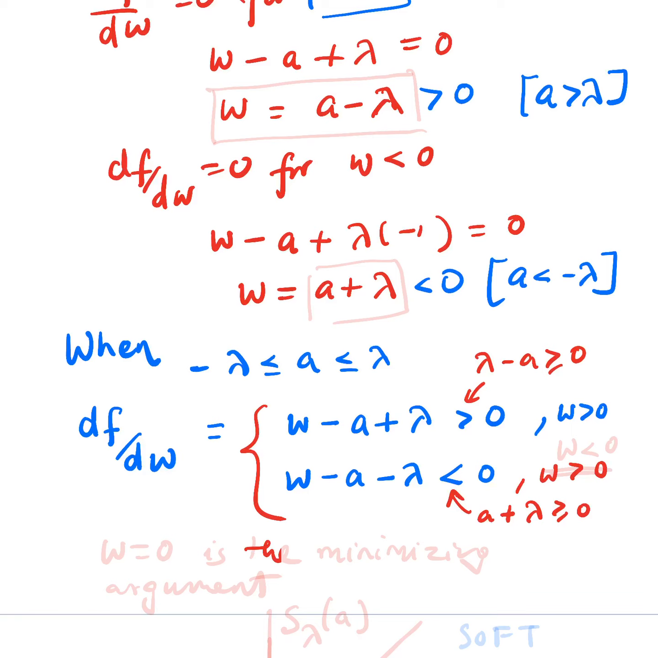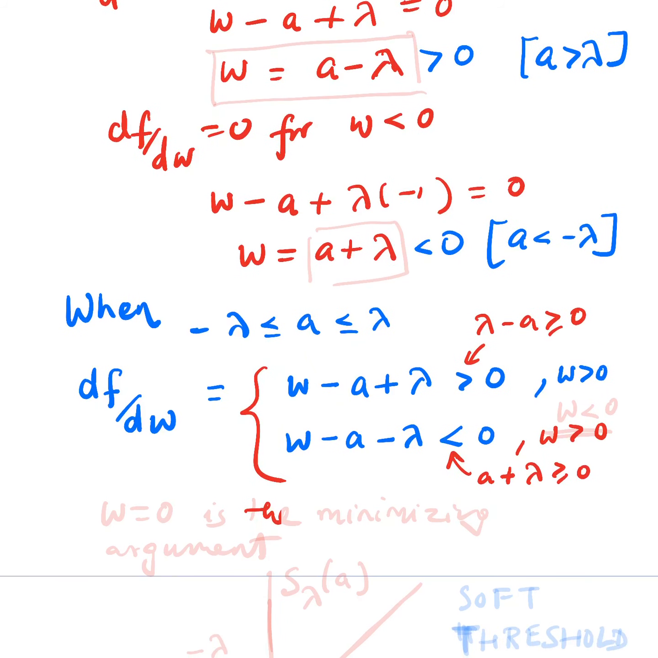So what does this mean? That my derivative is positive when w is bigger than 0, so it's increasing for w bigger than 0, and the derivative is negative for w less than 0. I apologize, I had made a mistake here. This was, of course, w less than 0. So what does that mean? That basically w equals 0 is the minimizing argument when a is between minus lambda and lambda.